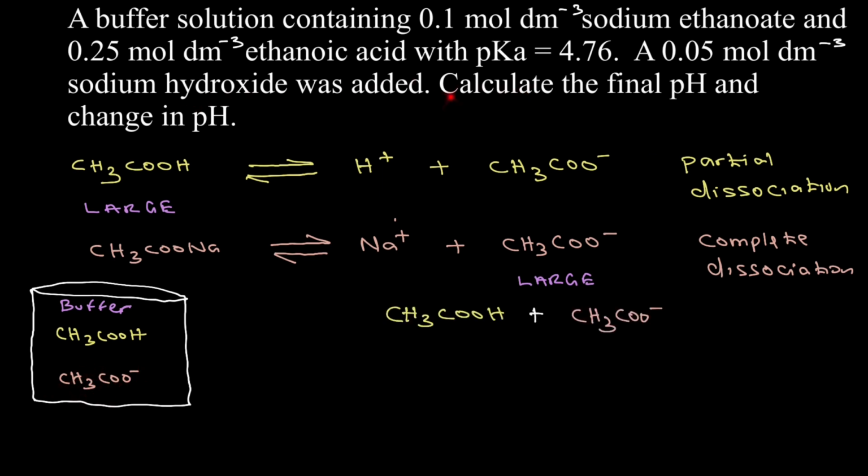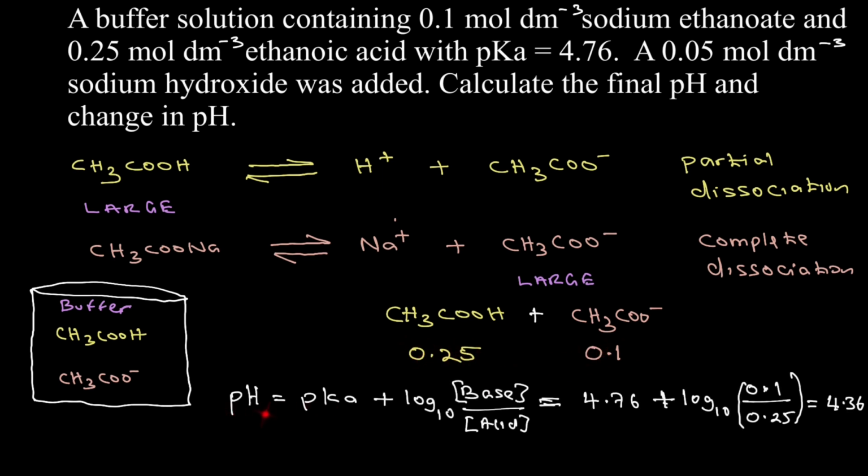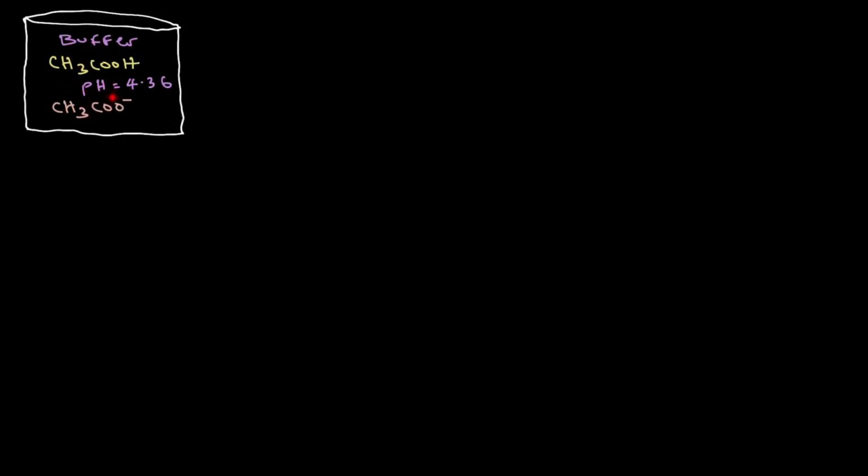So first we're going to calculate the pH of the buffer, and that's why we've got the ethanoic acid here and the ethanoate. Here are the concentrations of ethanoic acid and ethanoate. I'm using the Henderson-Hasselbalch equation, and the pKa is given to us, and log base 10 of 0.1 for the base and 0.25 for the acid. We get pH equals 4.36. Here's the buffer with its pH.